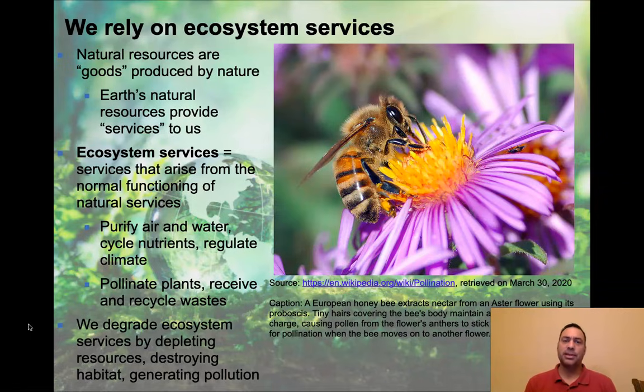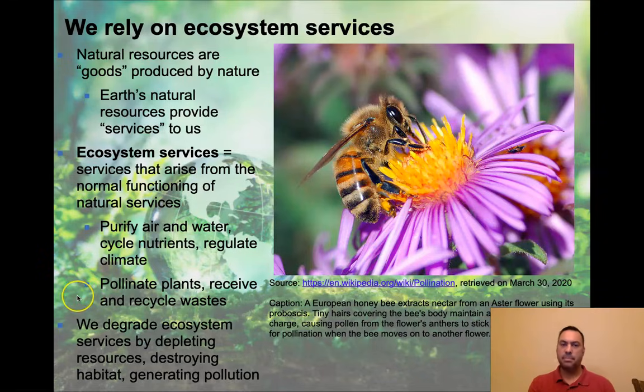All right, so I mentioned the words ecosystem services before. Here it is again. Ecosystem services. Natural resources are goods produced by nature. Earth's natural resources provide services to us. And so those ecosystem services are services that arise from the normal functioning of natural systems. They purify the air, the water, they cycle nutrients, they regulate climate. We haven't talked about the processes yet. We're going to get into that a little bit later on, how the air is actually purified, how the water is purified, how nutrients are circulated throughout the geosphere, in fact, as well as through soils and things like this.